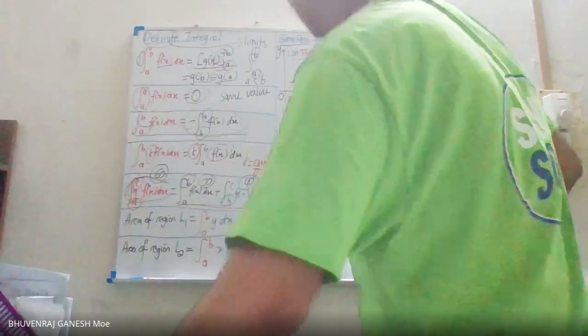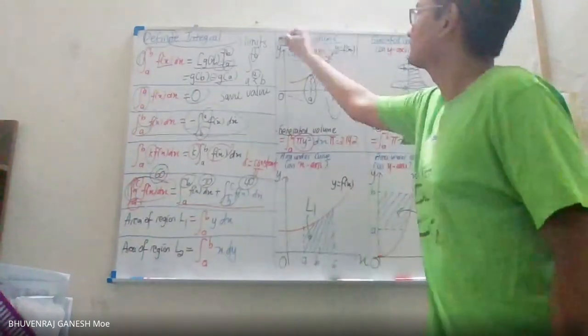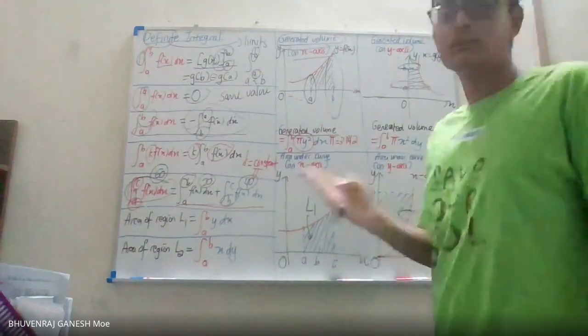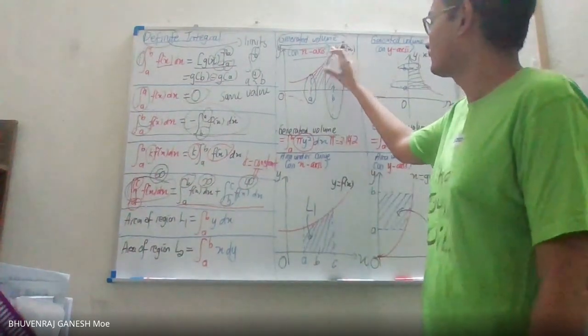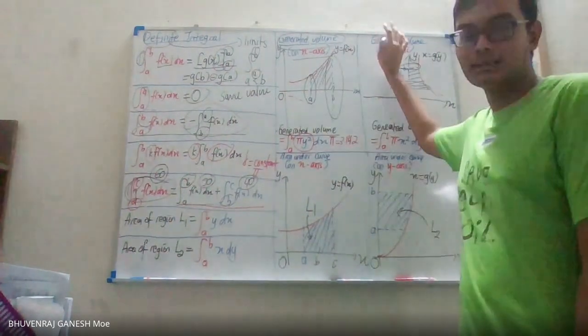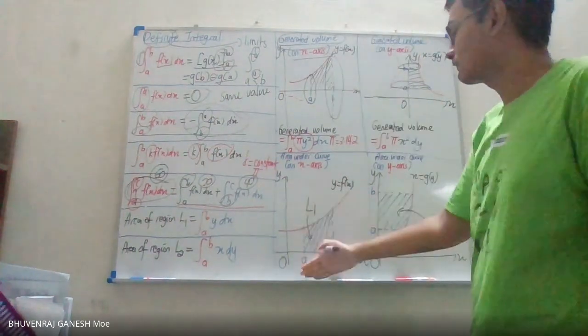So we go here, generated volume. This is the topic. This is the last part, basically, or second last part, in this chapter. Generated volume. You see here you have two conditions. Don't look at this side, cover this side only.